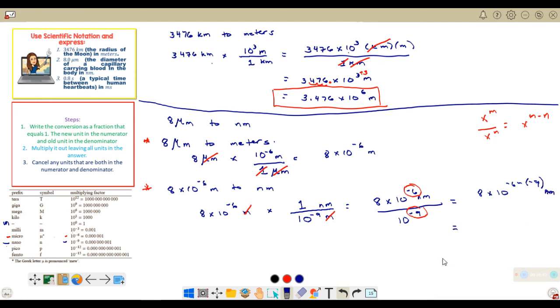Solving for the value, we have 8 times 10 raised to negative 6 plus 9. Kasi minus minus, we're going to change our operation to addition, which will give us 8 times 10 raised to the power of 3 nanometers. Okay? So that's it for number 2.